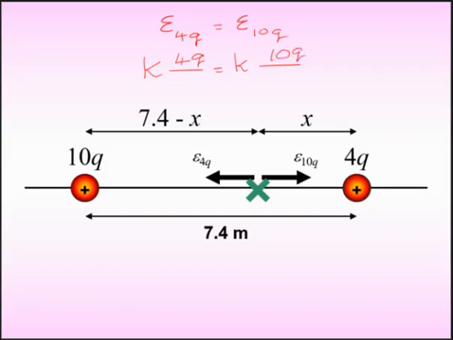All right, distances. How far is this magic spot from the 4Q? We said it's x, but in the equation it's x squared. In both the force and the electric field equations, distances are squared. So we're just going to put x squared. How about the distance from 10Q to the same magic spot? 7.4 minus x, in brackets, because the whole thing needs to be squared. So, a bracket, 7.4 subtract x, all squared. I'm going to just clean it up.